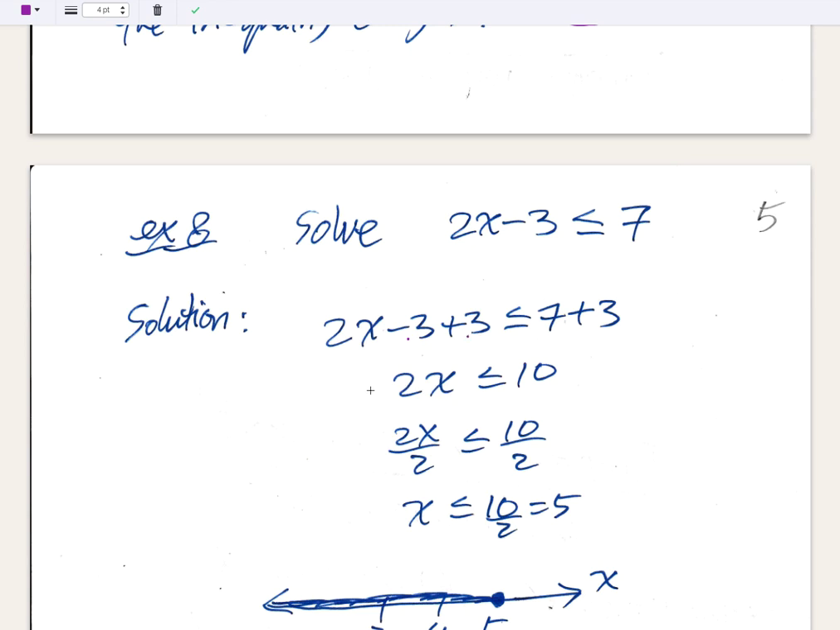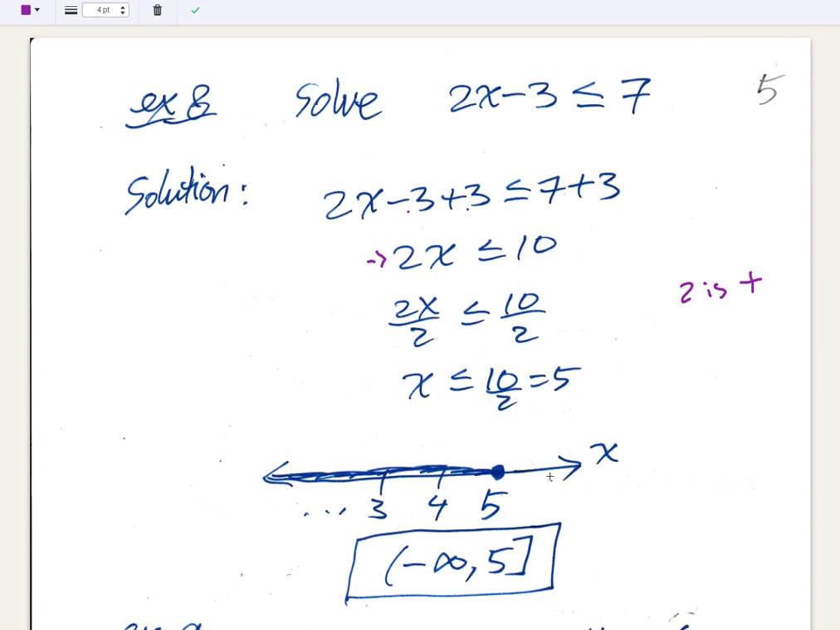So that on the left-hand side I get 2x. On the right-hand side I just get 10. Now I want to isolate x, so I'm going to divide on both sides by 2. Now 2 is positive, so that means this is not going to change the direction of my inequality. Notice it's still a less than or equal to sign all the way through here. So what I get is x is less than or equal to 5.